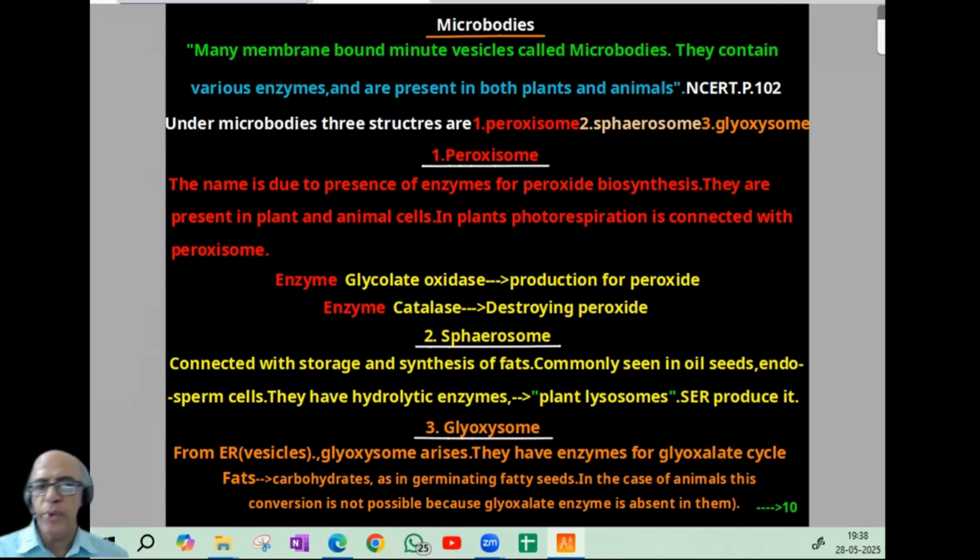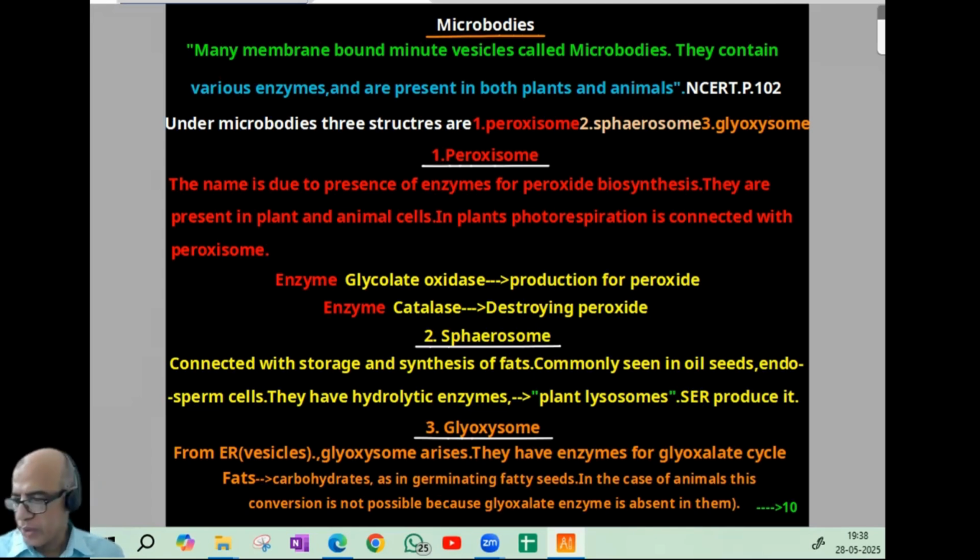Now, the second microbody is spherosome, connected with the storage and synthesis of fats, commonly seen in oil seeds and endosperm cells. They have hydrolytic enzymes, so the spherosome is sometimes referred to as a plant lysosome. Scientists believe that SER is connected with spherosome production.